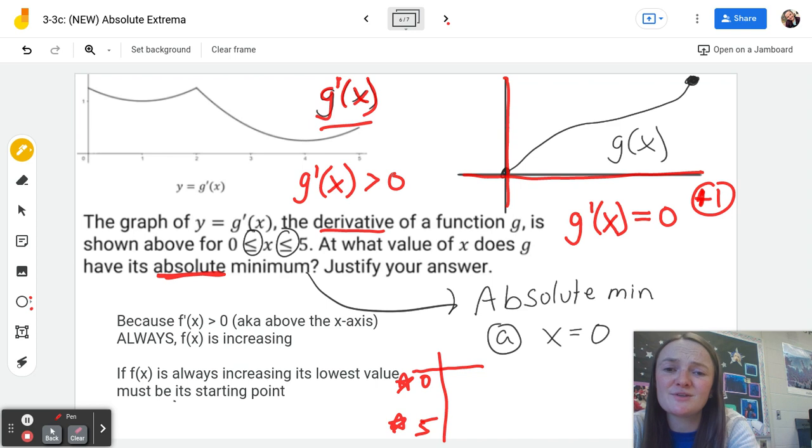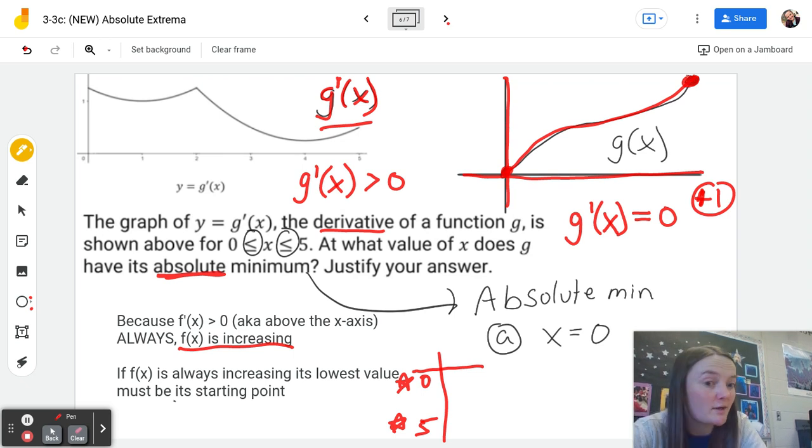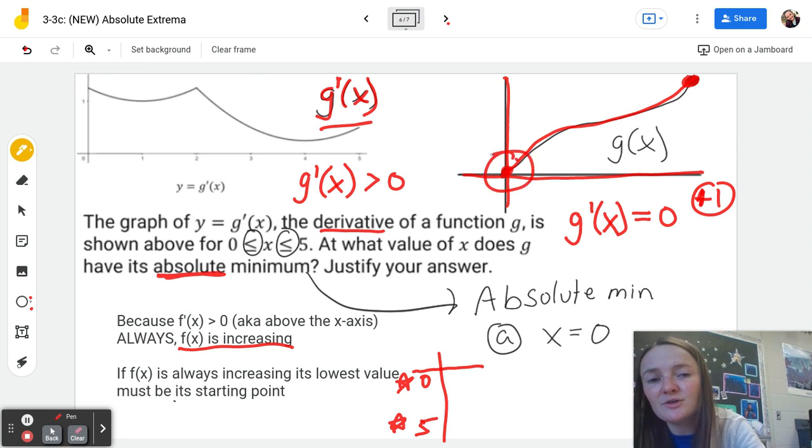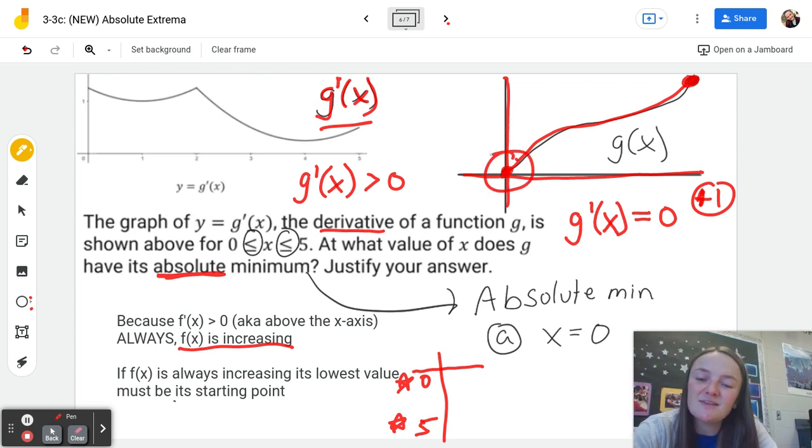If g prime of x is always greater than 0, then we know that g of x is always increasing. In fact, we stated this here. This is part of our justification. So because g prime of x is greater than 0, g of x is always increasing, which means my graph can be whatever I want as long as it's always increasing. Well, if my graph is always increasing, that means every point after the next point has to be higher because it's increasing, which means that the minimum value, if there is no relative min, has to be the starting point at 0 because after 0, I'm only getting bigger values.